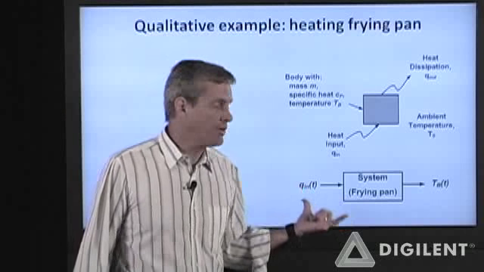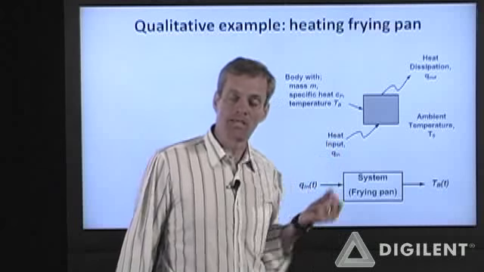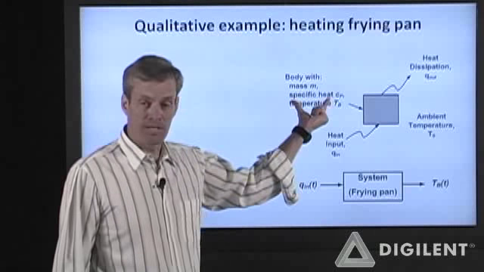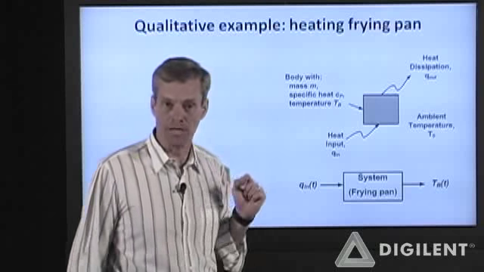So as a refresher, we have some mass, the mass of our frying pan, with some specific heat, C sub P, and it is at some temperature, T sub B.